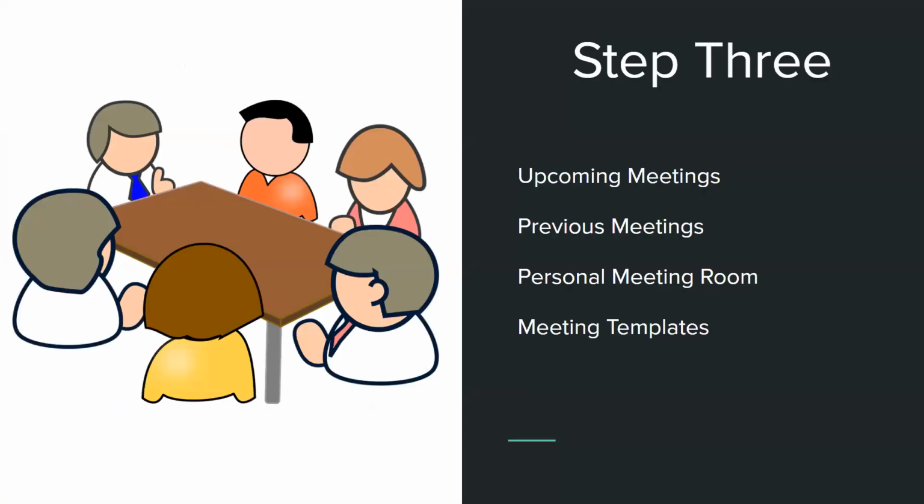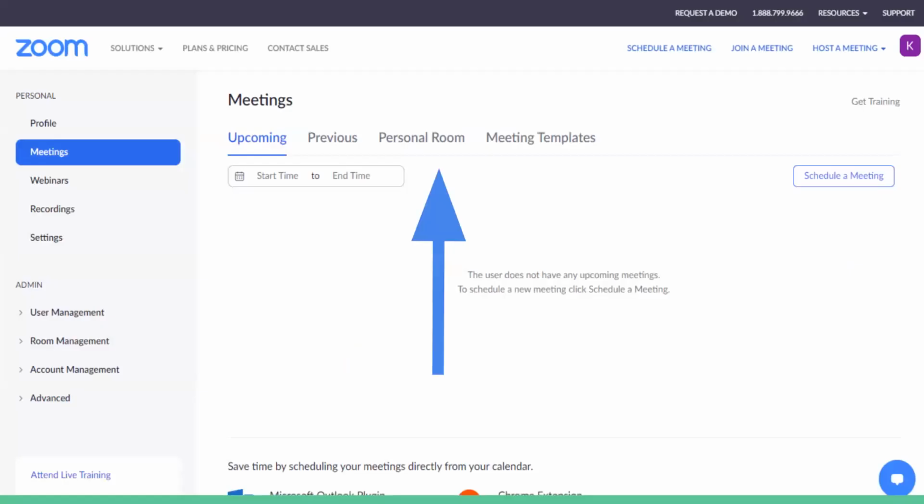Okay, so step 3, we are going to focus on another portion of the screen. We are going to be focusing on the meetings. So if you would like, feel free to go back to that left-hand side where it says meetings and click on that. So it should look like this, except you might not have that big blue arrow. So what we're going to focus on are the upcoming meetings, previous meetings, the personal room, and meeting templates.